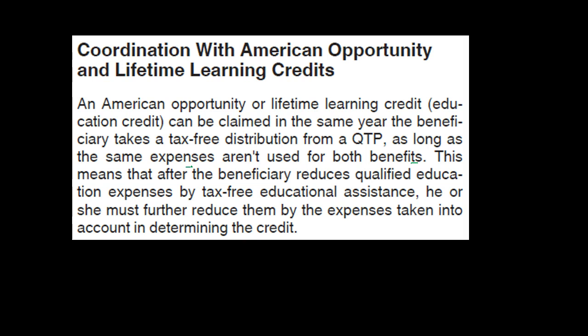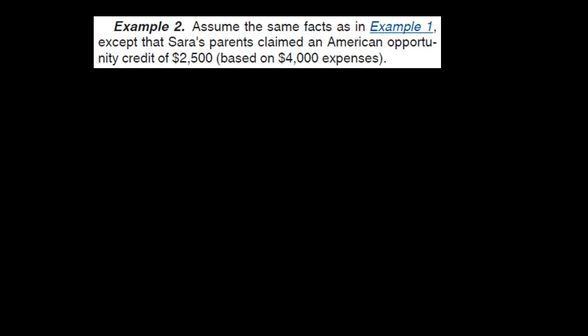Back to the text. This means that after the beneficiary reduces qualified education expenses by tax-free educational assistance, he or she must further reduce them by expenses taken into account in determining the credit. So here's an example. Assume the same facts as example 1. We saw this in a prior presentation where Sarah had some expenses, and she had to reduce the qualified education expenses by the amount that was paid for by tax-free tuition.